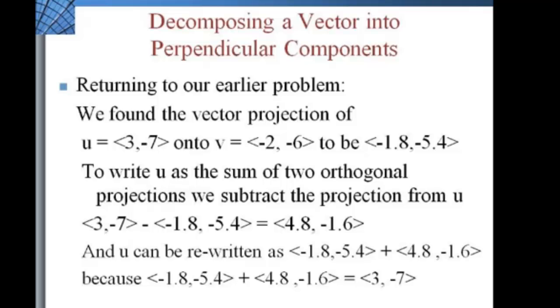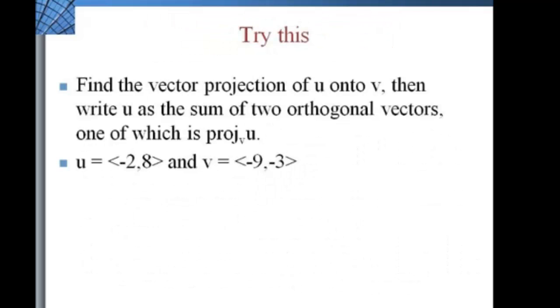Now let's see if you can put all of this together. Find the vector projection of u onto v, then write u as the sum of two orthogonal vectors, one of which is the projection of u onto v. The vector u is -2, 8, and v is -9, -3. Work this out and bring it into class.